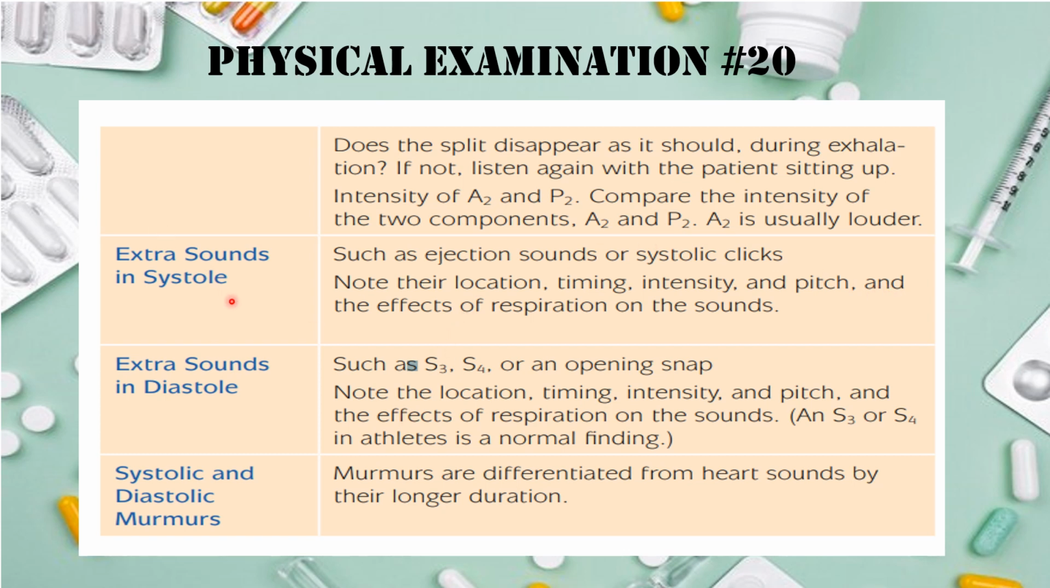For the extra sounds in systole, such as ejection sounds or systolic clicks, you have to note their location, timing, intensity, and pitch, and the effects of respiration on the sounds. For the extra sounds in diastole, such as S3 and S4 or an opening snap, you have to note again the location, timing, intensity, and pitch, and the effects of respiration on the sounds. And S3 or S4 in athletes is a normal finding.